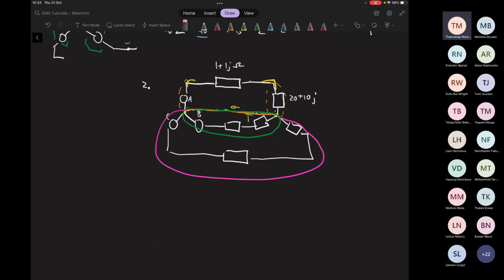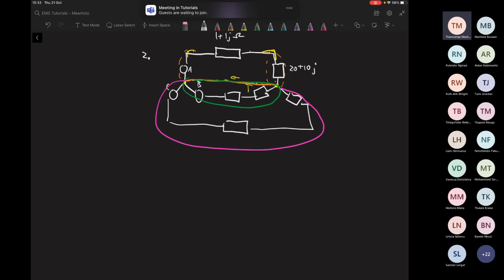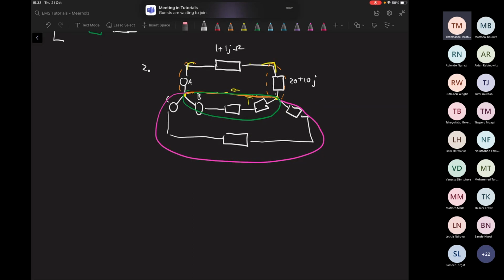So if you want to draw your per phase diagram, can you guys admit guests so I don't have to go back? Or am I the only one that can do it? We can admit them. Okay, sick.